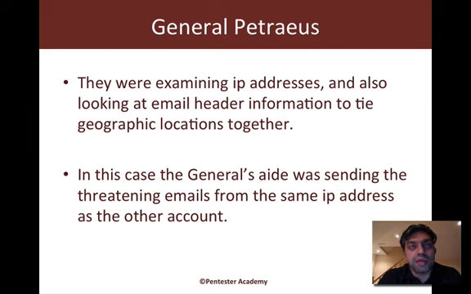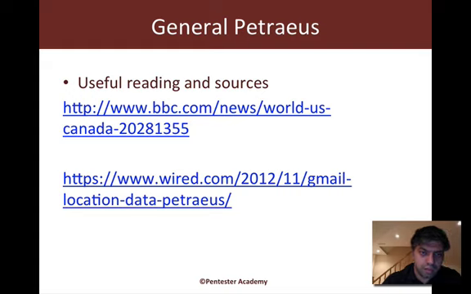In this case, the FBI and the other investigators were examining the email headers and trying to identify and tie down a geographic location. And they wound up getting a subpoena. And then they also began to look at the IP addresses. And in this case, the general's aide was sending threatening emails from the same IP address as she was communicating with the general. And here are some useful bits of reading on this.